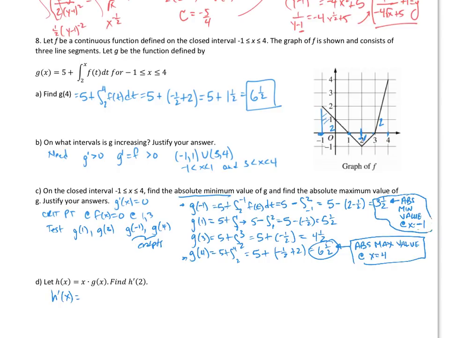And for this one, we're going to say first times the derivative of the second plus the second times the derivative of the first, which is 1. Let's plug in the h prime of 2, and this will end up being 2 times g prime of 2 plus g of 2 times 1. And here we end up with 2 times g prime of 2. We've already done g prime of 2, I believe, and that comes out to be negative 1.